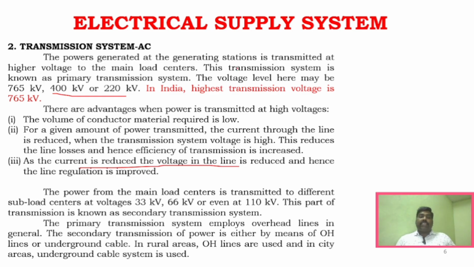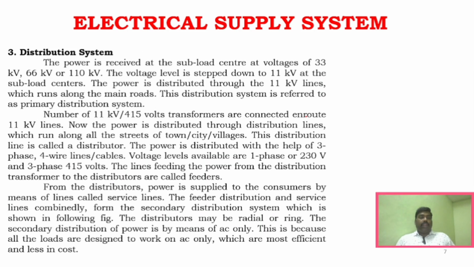So for regulation of lines, for the need of low conductor material, and also for increased efficiency, for these reasons we transmit the power generated through overhead cables at higher transmission voltage. From the main load center, it is sent to the sub load center, which we call the secondary transmission system. Normally up to the primary transmission system we use overhead cables, whereas for the secondary transmission system we start using underground cables, because when it reaches the city, safety plays a very vital role.